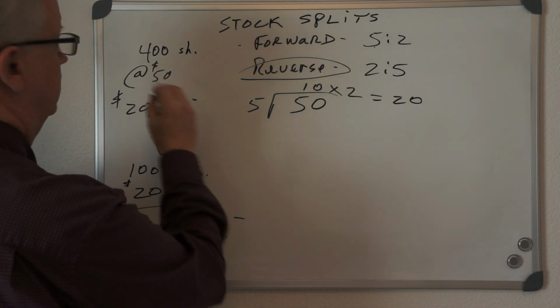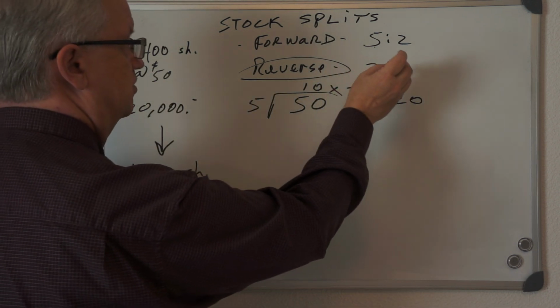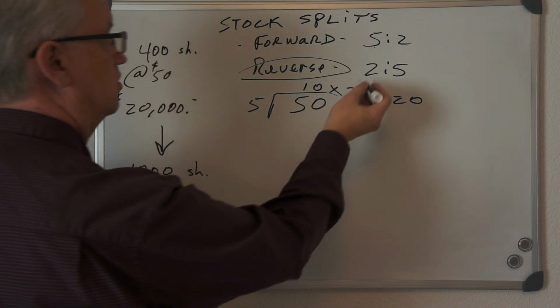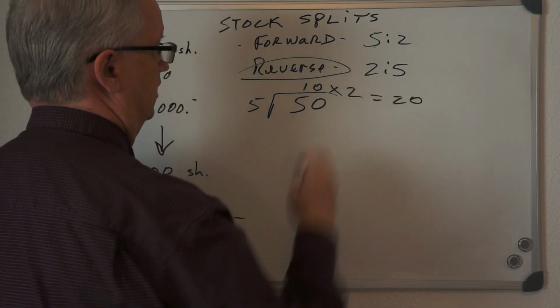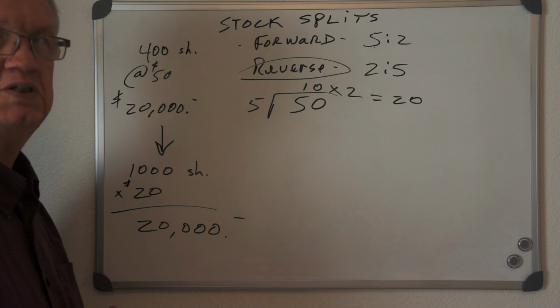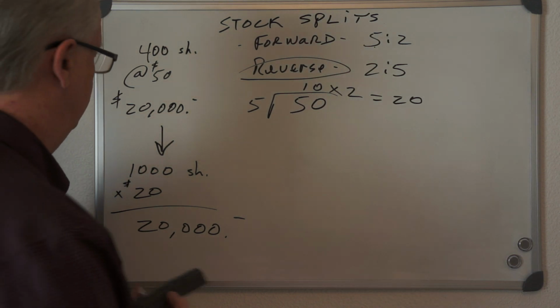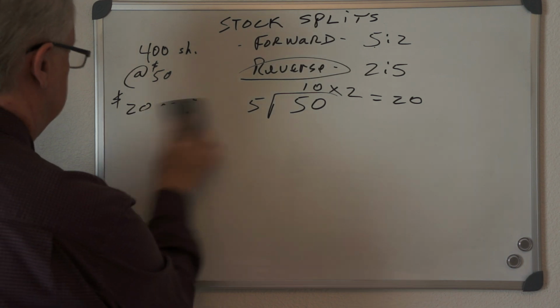For the number of shares, you multiply by the first, divide by the second. In the price of the stock, you divide by the first, you multiply by the second. It's all going to be the same process, just different numbers. Okay? That's stock splits.